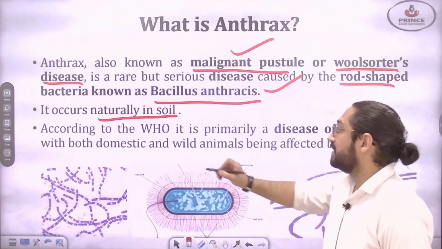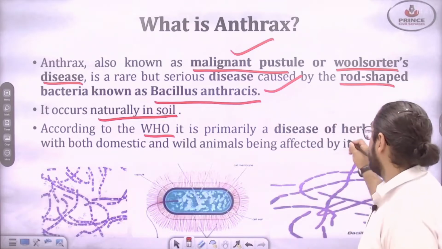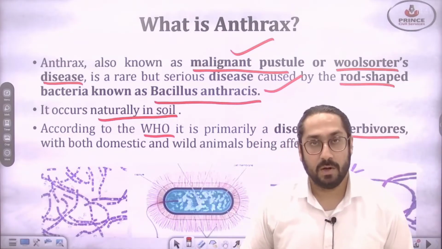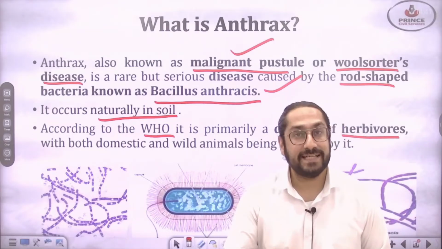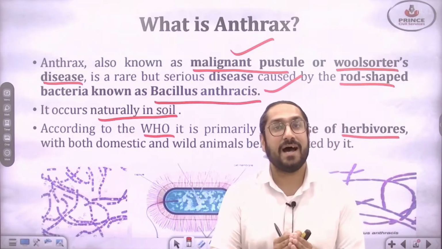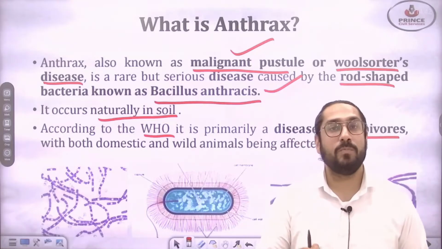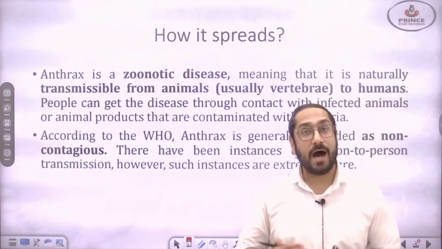Now according to the World Health Organization, this is a disease of herbivores. So basically those animals which are plant eaters or grazing animals, they are the first organisms whom this disease attacks. Now, the next question is how it spreads.